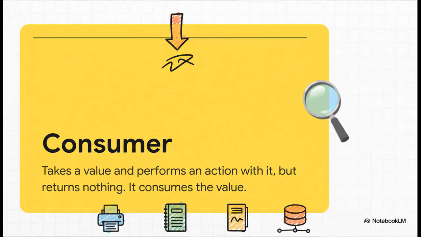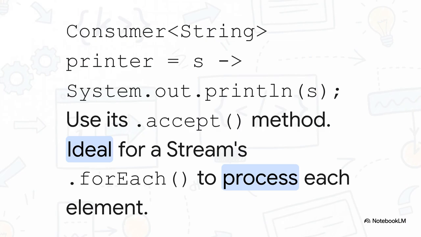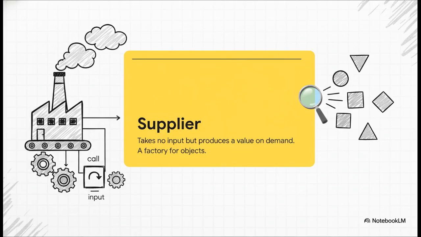Now for the consumer. This one feels a little different at first. It takes a value as an input, but its job is not to return something new. Its job is to do something with that value, like printing it to the console, logging it, or maybe saving it to a database. It consumes the value. Right here, our consumer is a simple printer. It uses the accept method to take in a string and just prints it out. This pattern is exactly what the for-each method uses at the end of a stream pipeline to perform some final action on every element.